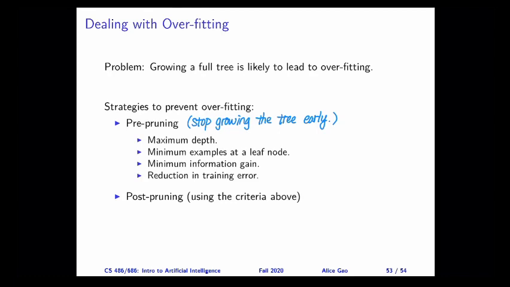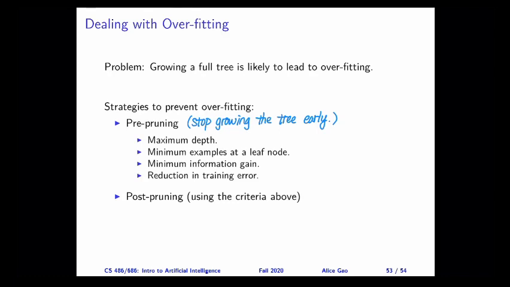Minimum number of examples at the leaf node. We can decide not to split the examples if the number of examples remaining at that node is less than a predefined threshold value. The third criteria, minimal information gain. We can decide not to split the examples if the benefit of splitting at that node is not large enough. We can measure the benefit by calculating the expected information gain. In other words, do not split examples if the expected information gain is less than the threshold.